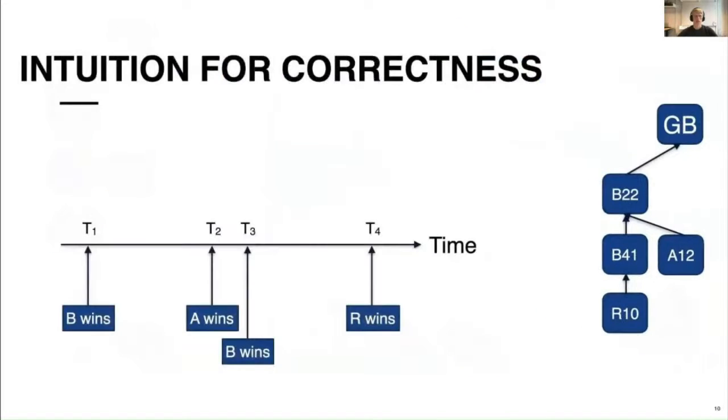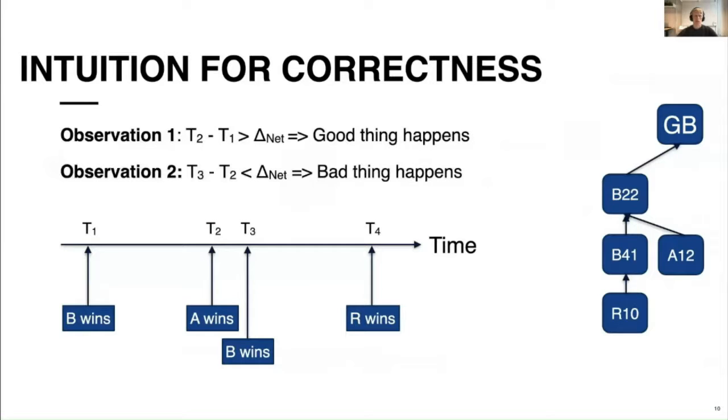So let us try to get some intuition for why the Bitcoin protocol actually works. I've taken the same block tree as before, and now what I've done is to plot the winning events of this lottery on a timeline. There are two observations to make. Whenever there is a sufficient amount of time between two blocks, then something good happens. And sufficient here means that the time between two winning events is longer than the actual network delay, this Delta. Then something good happens, right?